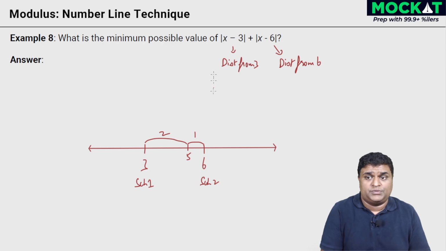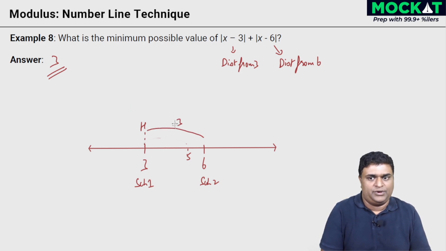What is the minimum possible value of this? The distance between 3 and 6. That's it. 1 plus 2, which comes to 3 units. That's it. Think about it. It can be exactly at school 2 or school 1 also. If you find a house right over here, the house is found. Distance to school 1 is 0. Distance to school 2 is going to be 3 units. 0 plus 3 is again going to be 3.